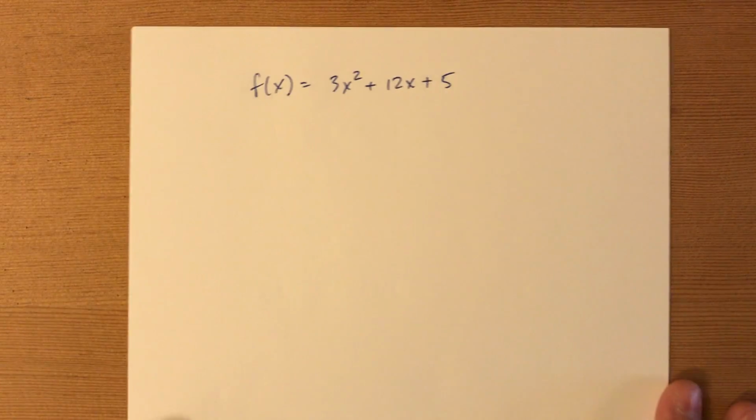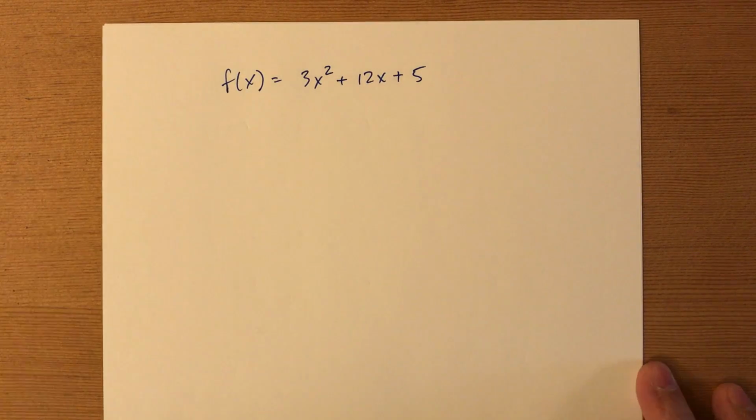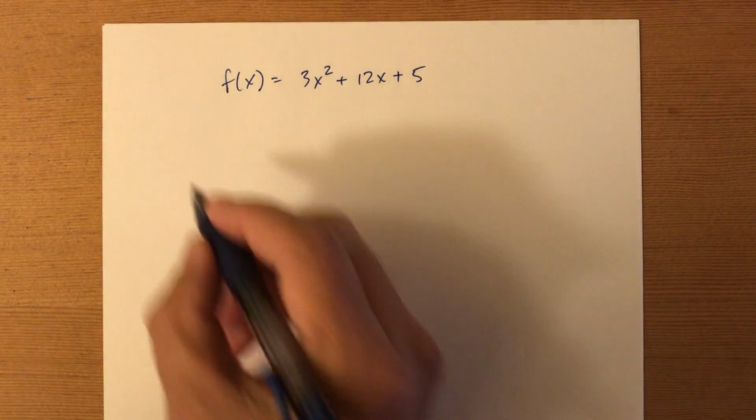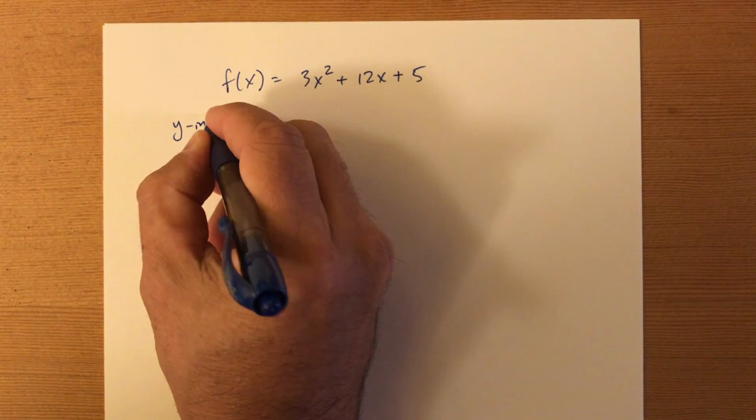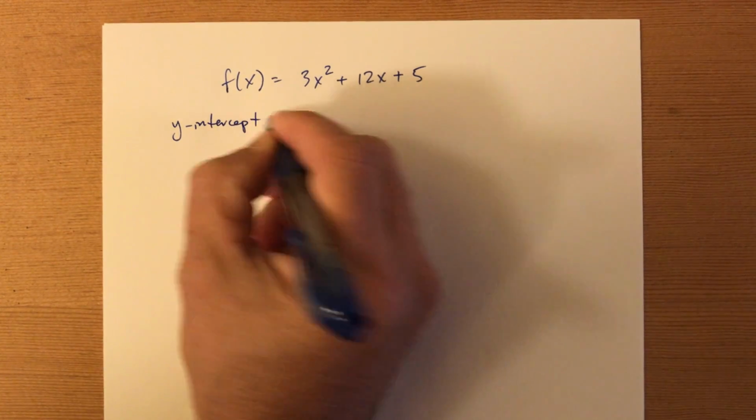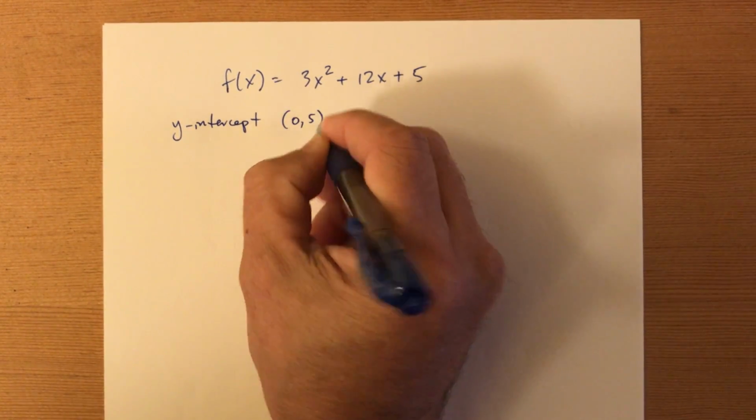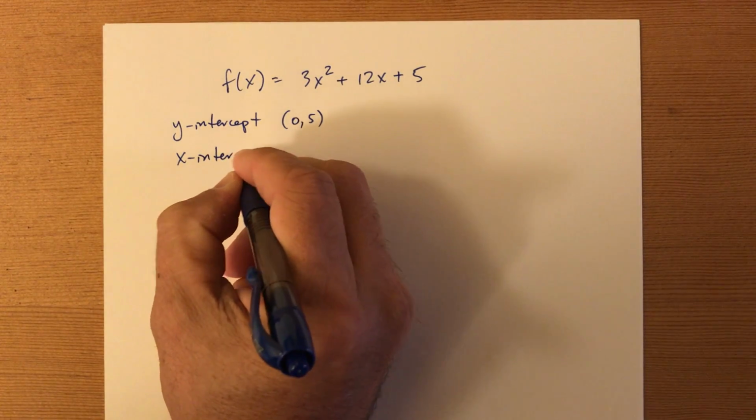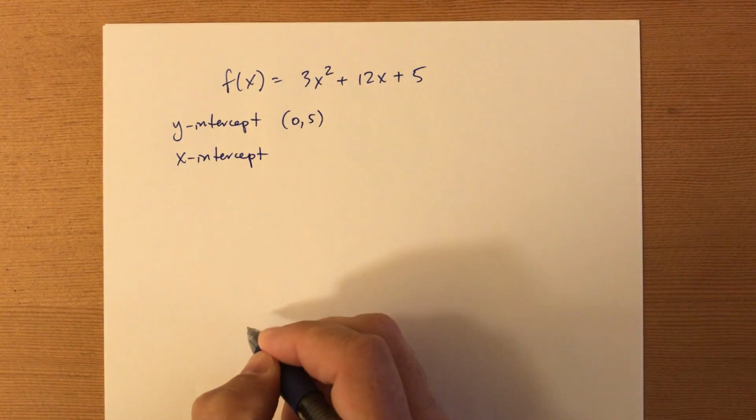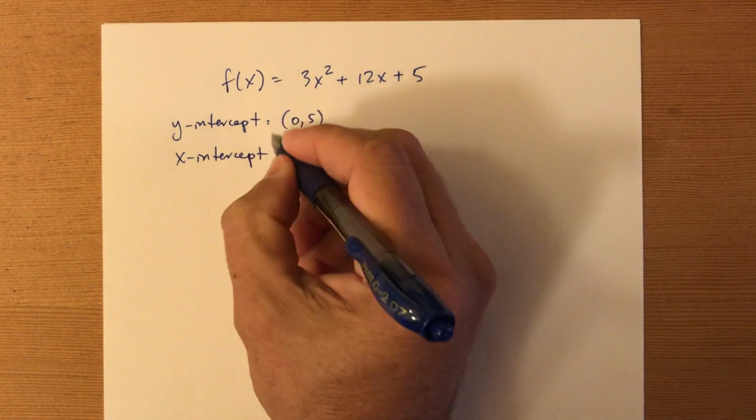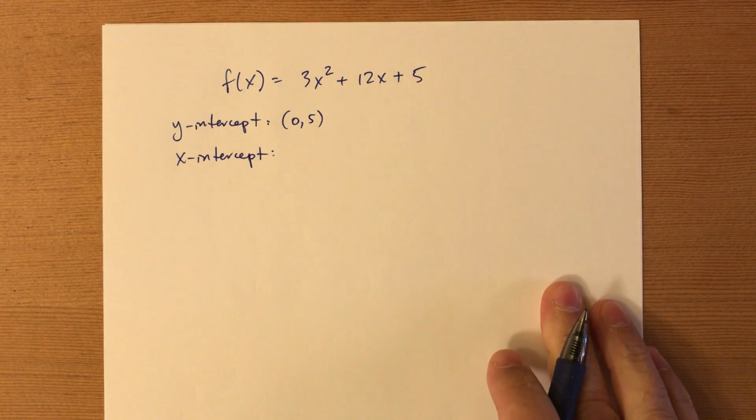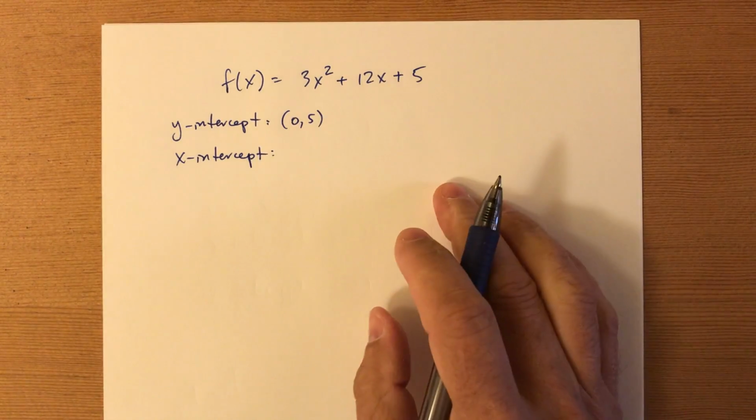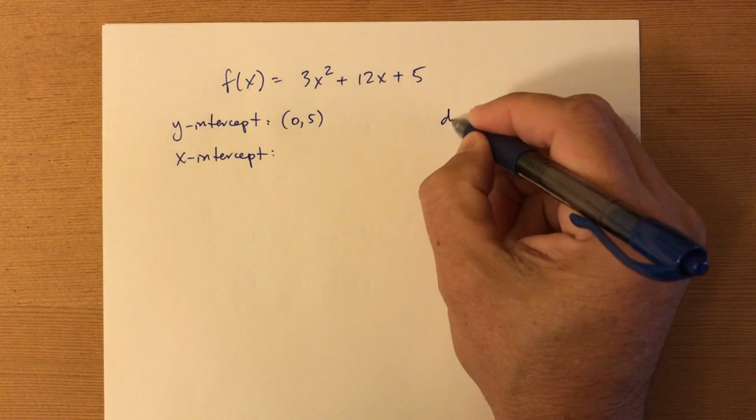So let's say you're given that, and I tell you to analyze it and answer some questions for me. Remember, the first thing is we want to find that y-intercept, and that's going to be (0, 5). When we go to do the x-intercept, remember that we're looking for the roots, and a lot of times we want to just factor that. We're looking for the roots or the zeros. And so I start to try to factor this, and I realize it doesn't factor.